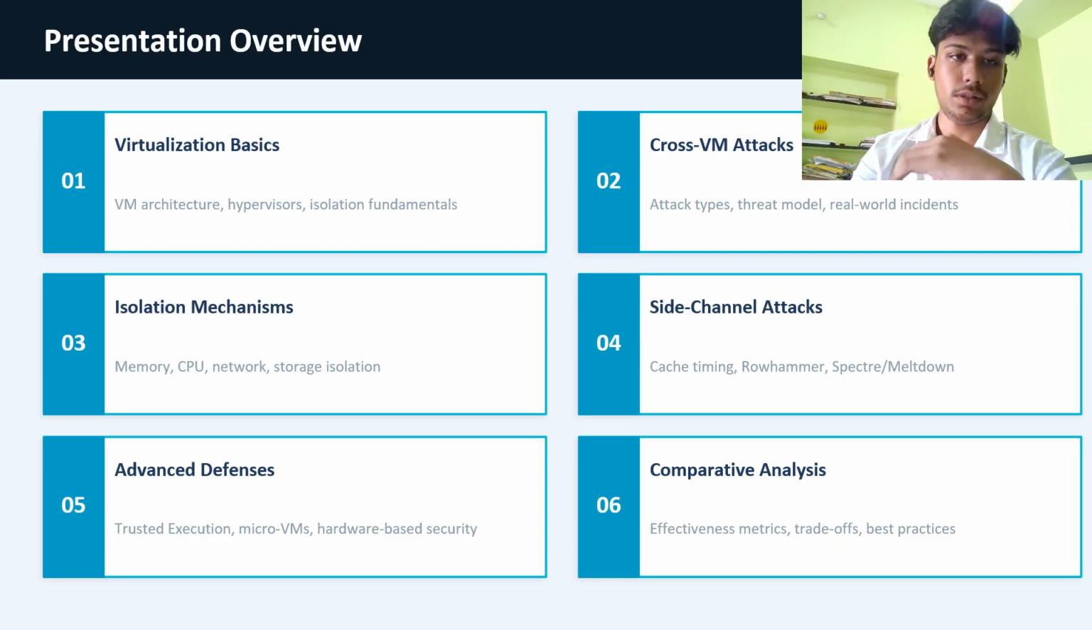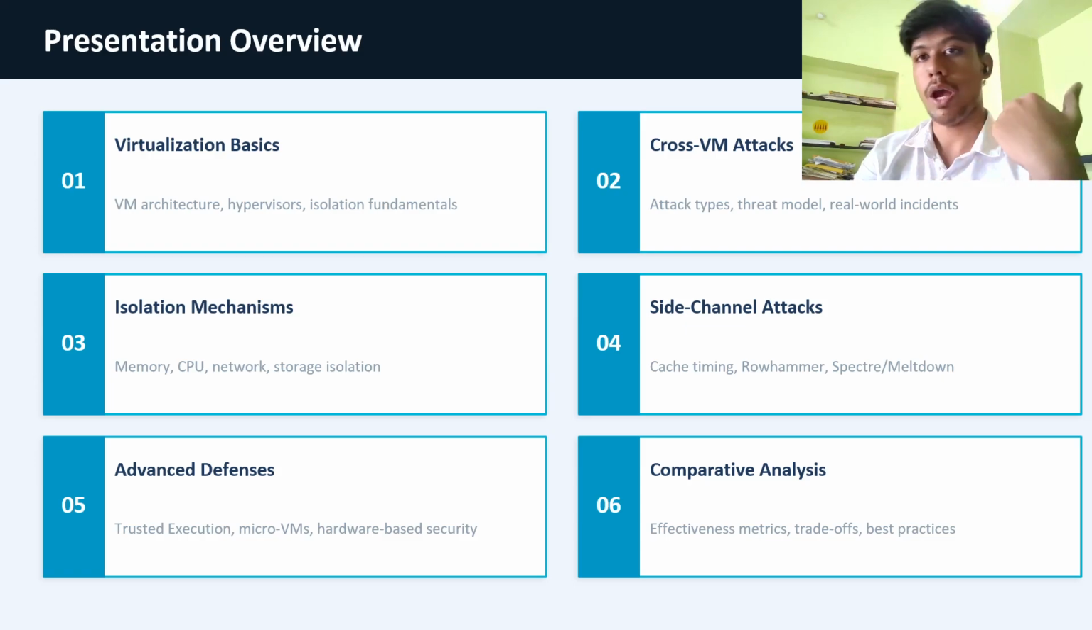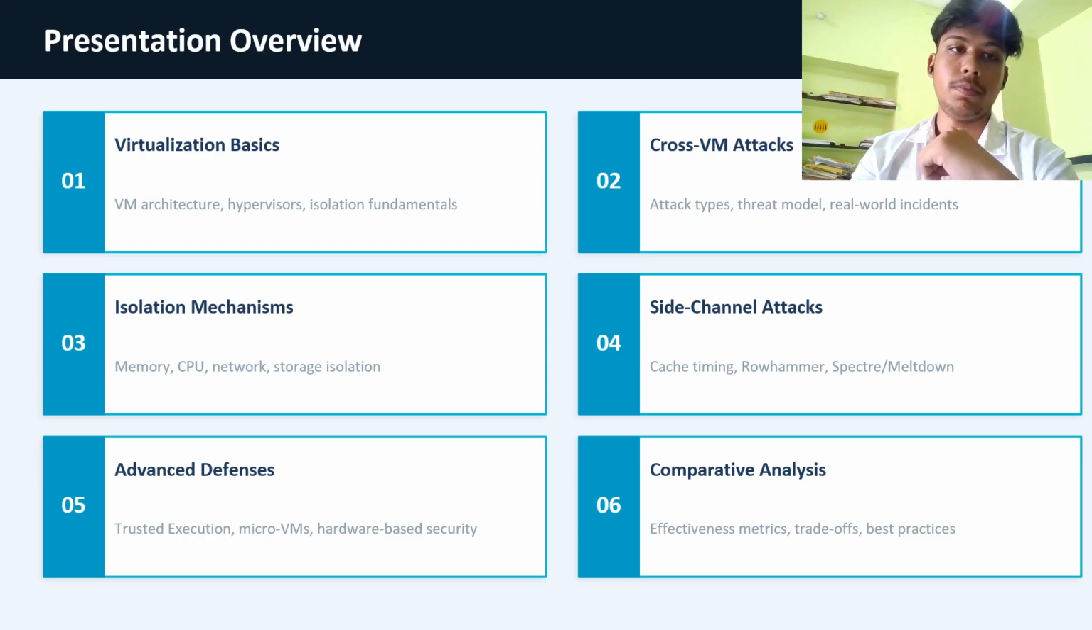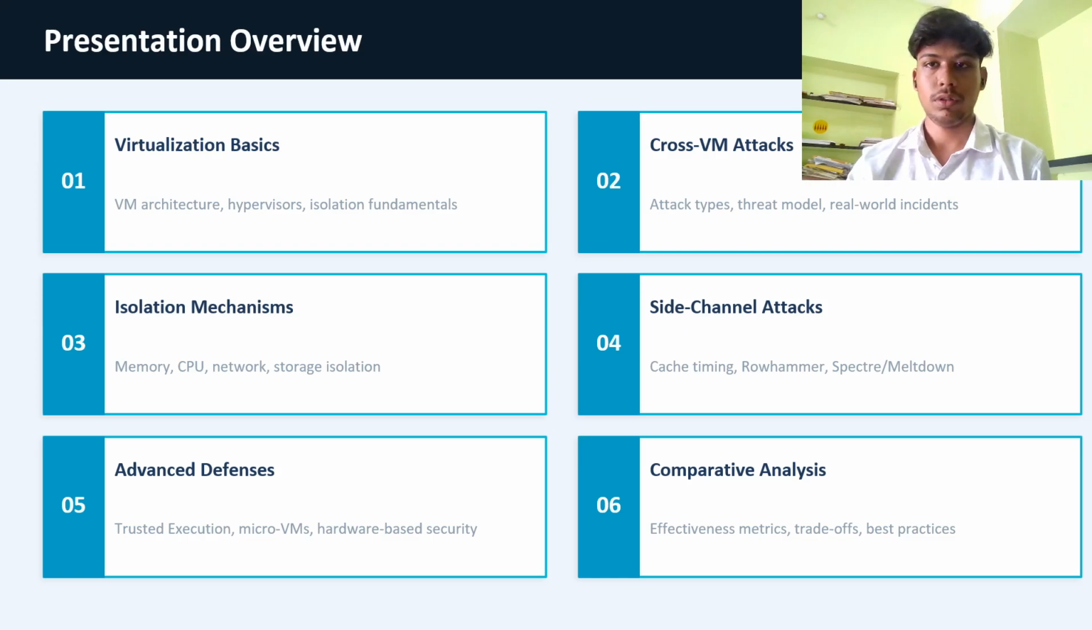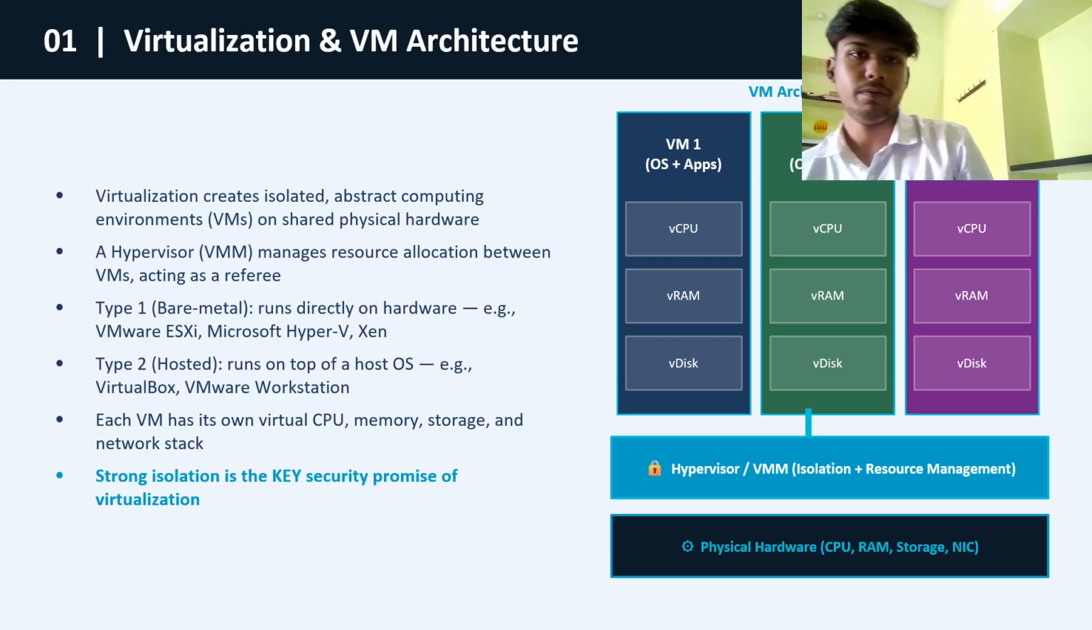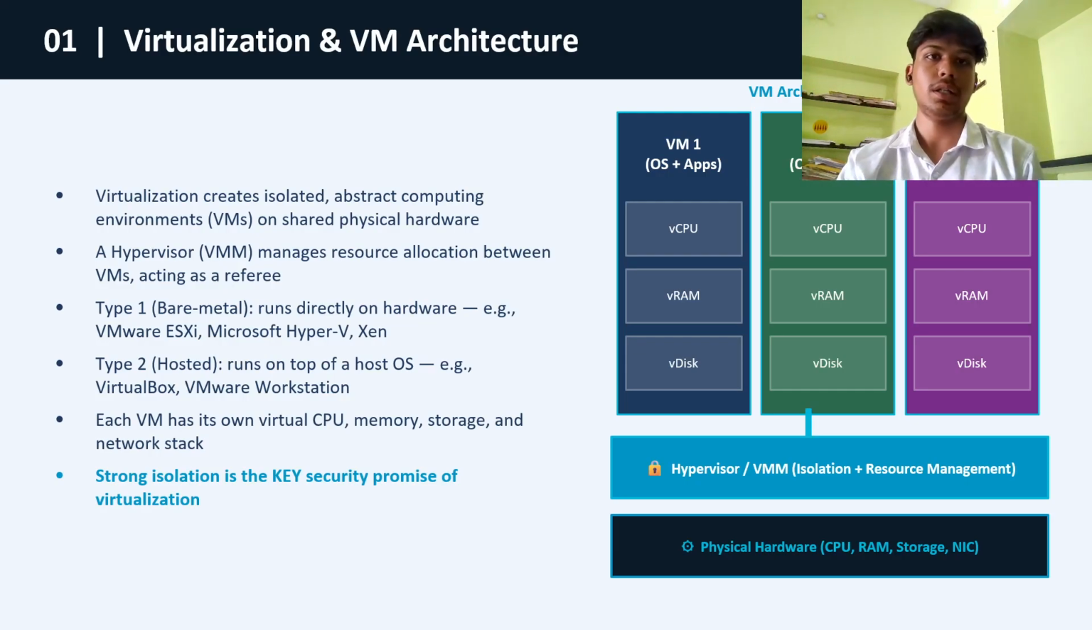Then advanced defenses, including cutting-edge technologies like trusted execution environments and micro VMs. And finally, a comparative analysis of all these techniques, which one works best and what trade-offs you have to make. So let's begin. First is virtualization and the VM architecture.